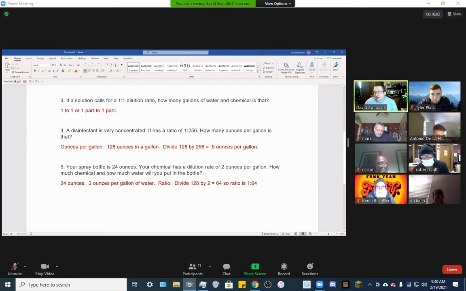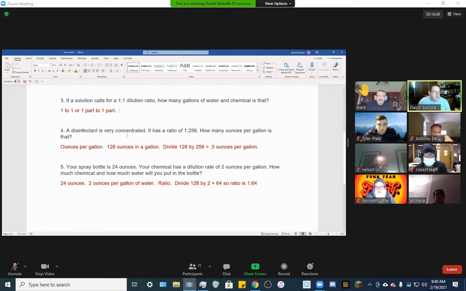So no matter what it is, if I said I have a solution that calls for a 1-to-1 ratio, that means if I have a gallon of chemical, I need to add a gallon of water, 1-to-1. If I have a 5-gallon pail, a much larger container, 1-to-1 means I have to have how many gallons of water? It's equal parts, right? 1-to-1 is equal. So if I have 5 gallons of chemical, I need to have 5 gallons of water. You guys understand that concept? Yeah.